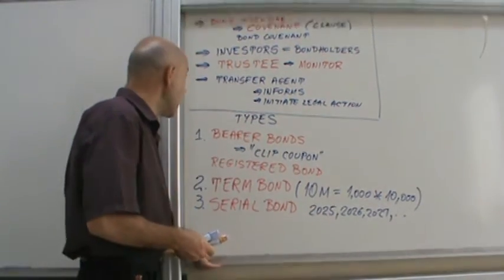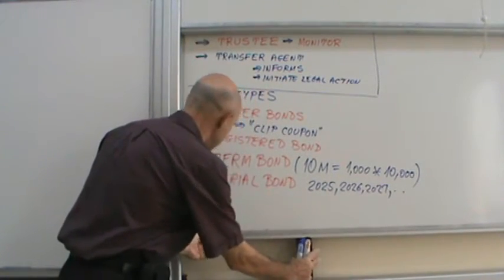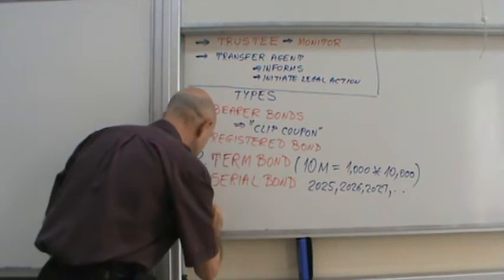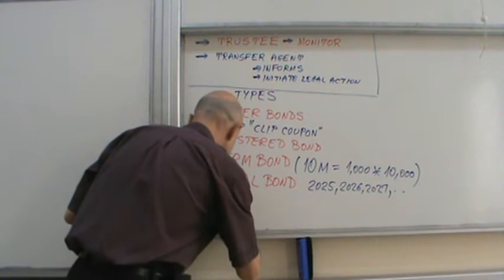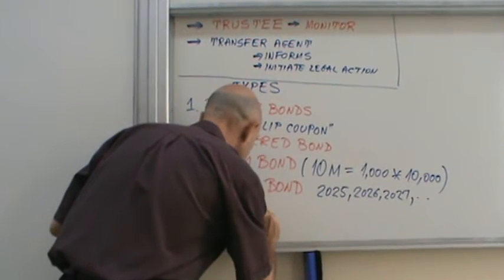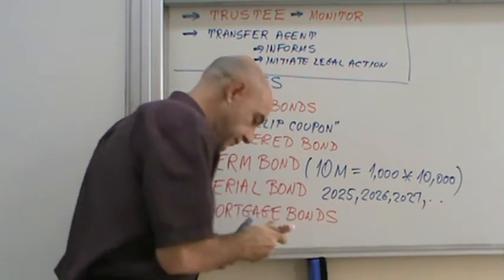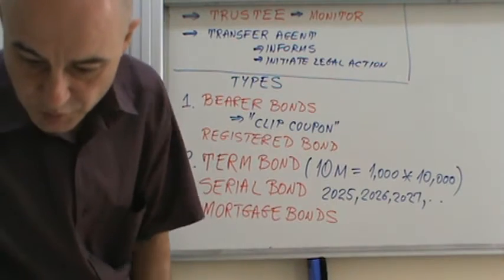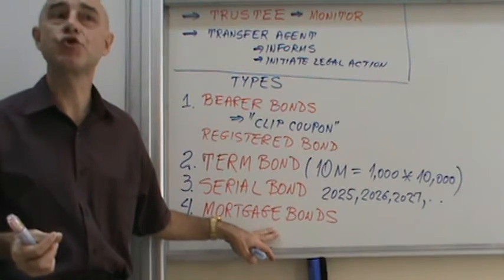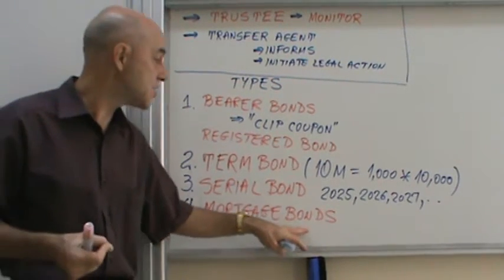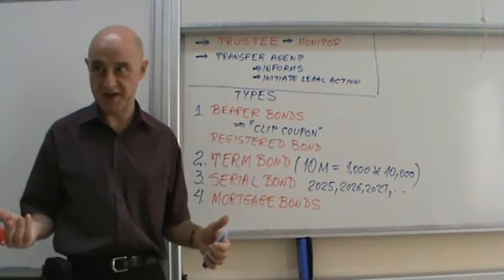Next one will be number 4. Again, I can't even say the numbers from last time. Number 4. Mortgage bonds. Let's see with mortgage bonds. Here, when they say mortgage bonds, it's a little trickier. They say that these are bonds which are secured with particular projects, okay?